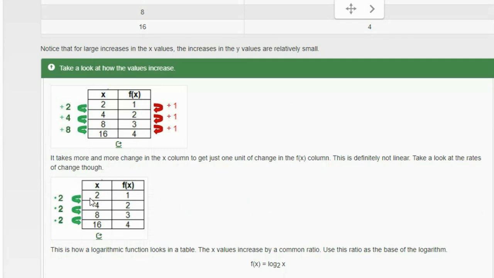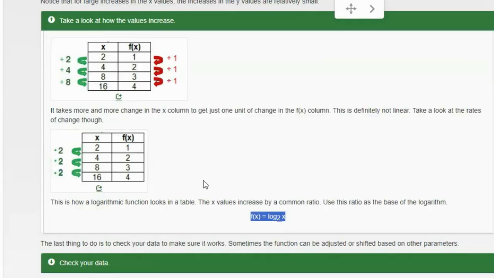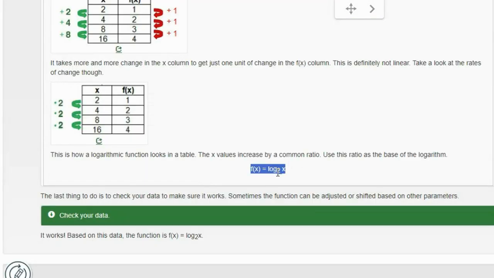But when we look at it a different way, just like with exponentials, this is actually times 2, times 2, times 2, where the y is 1, 2, 3, 4. So since the x is going times 2, we know this is the graph or the table for log base 2 of x. And we can check that to see log base 2 of x.